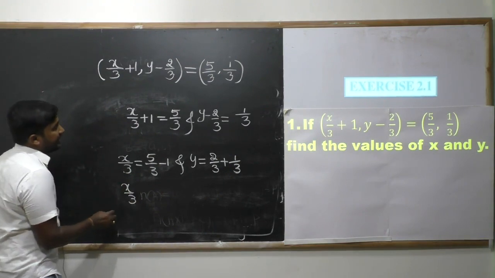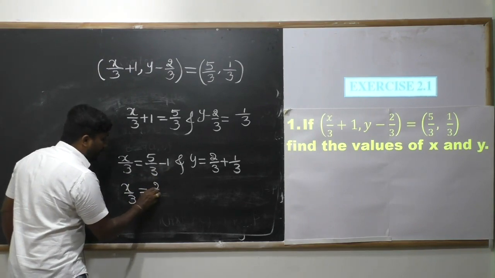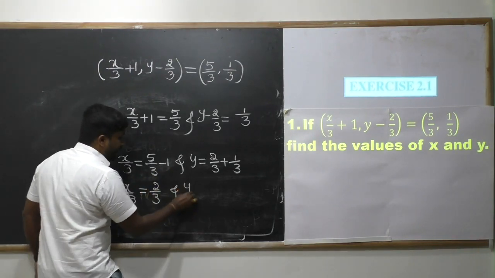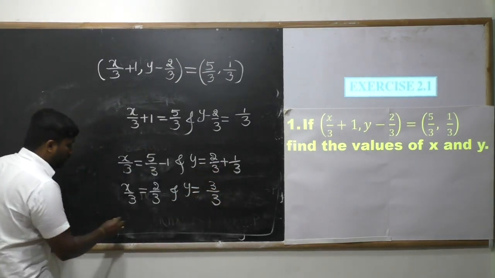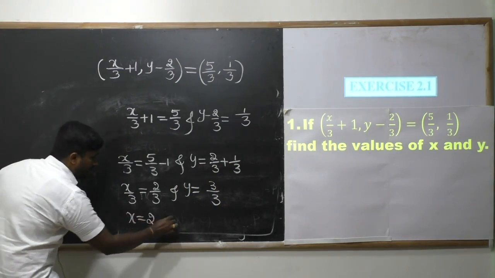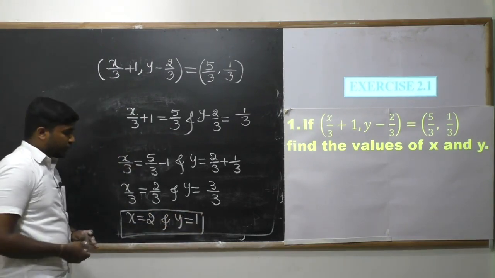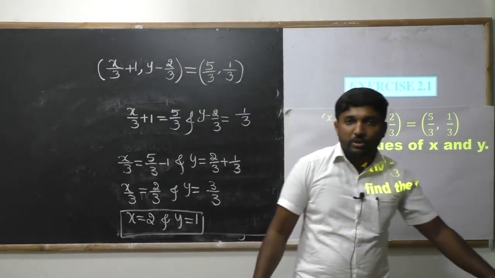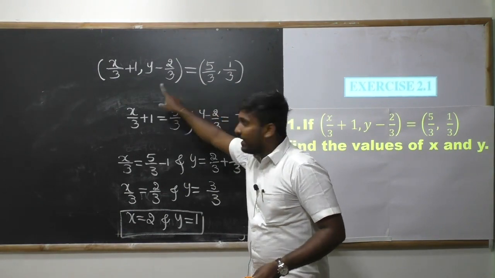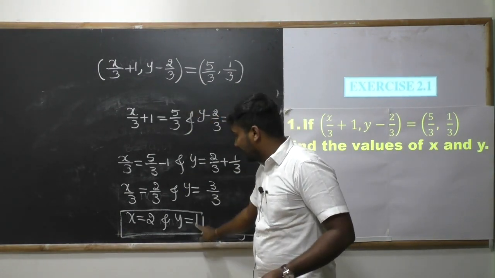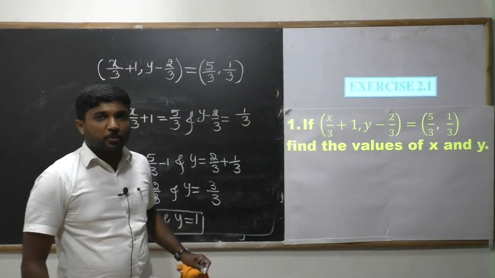x/3 is equal to, what is 5/3 - 1? It is 2/3. And here y is equal to 2/3 + 1/3, which is 3/3. So x is equal to 2 and y is equal to 1. This is the final solution. All of you got the calculation? How do we determine the value of x and y? Just by equating the first elements of the ordered pairs and the corresponding second elements. What is the answer? x is equal to 2, y is equal to 1. Shall we go to the next problem?